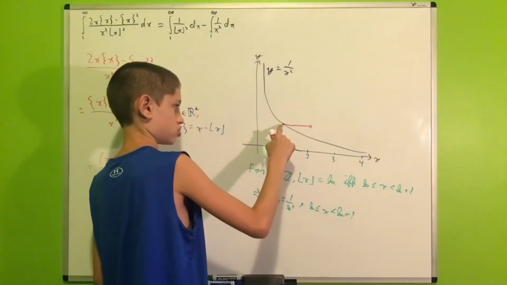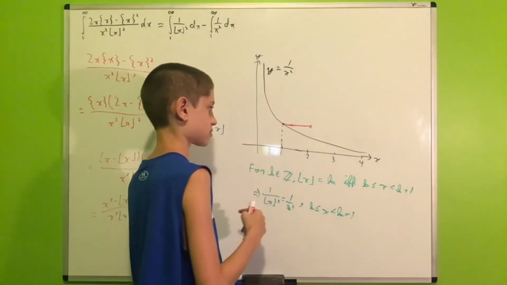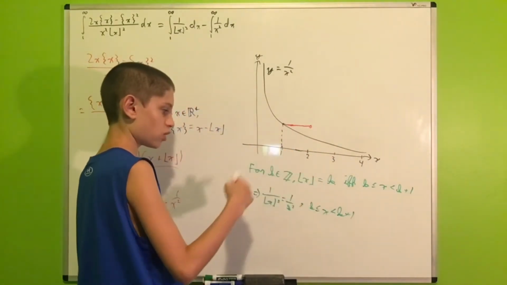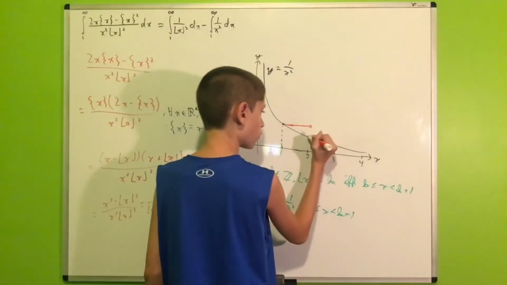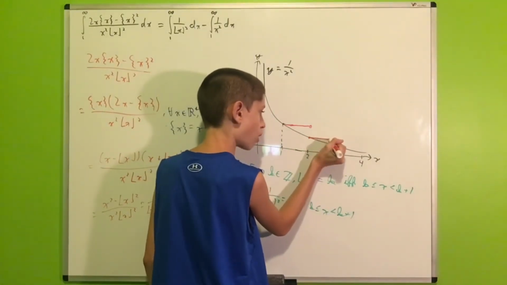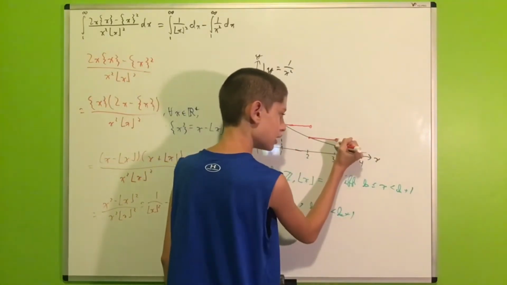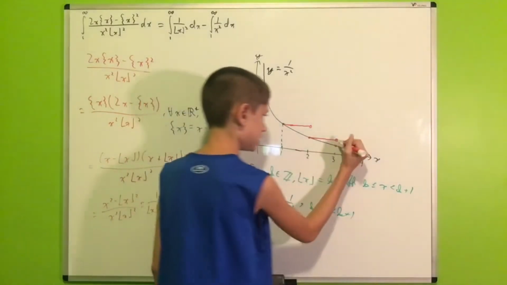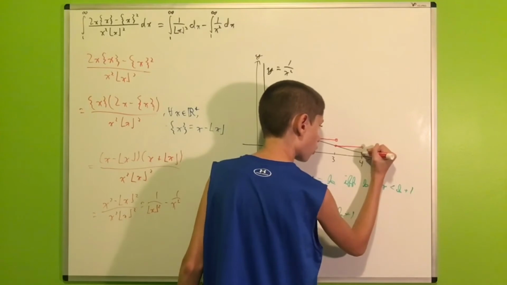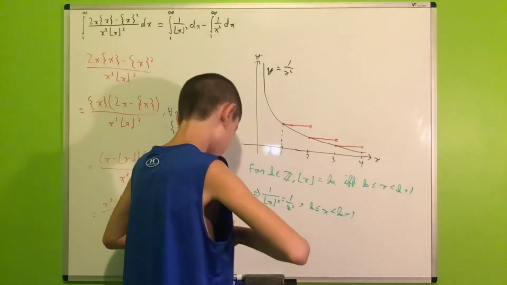So the first part of our graph looks a little bit like this. And then if the floor of x is 2, then 1 over the floor of x squared will be 1 over 2 squared. So we can add in that additional part up until the discontinuity at 3. And then same thing for 3, and for 4, and for all the values after that, up until infinity.